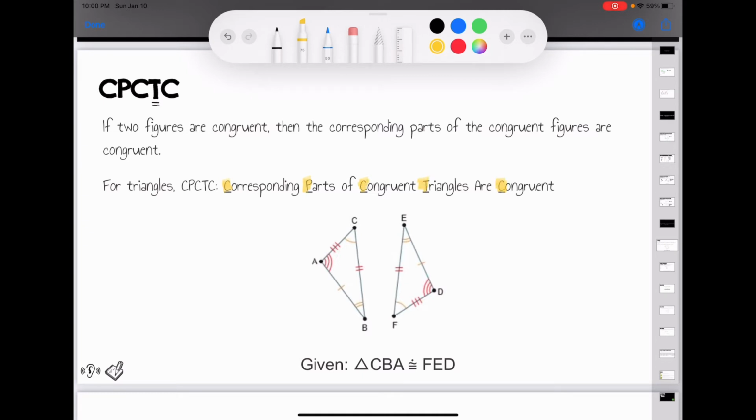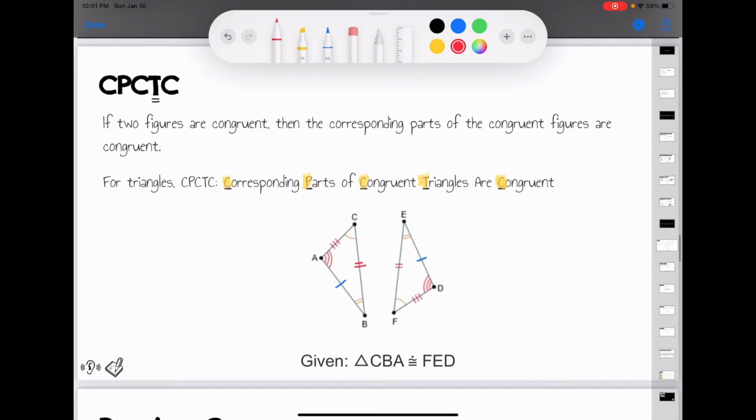That basically just means from one triangle to the next, the corresponding parts, so the exact location of one part, must be congruent and located in the same part of the other triangle. So for example, here we are told that triangle CBA is congruent to triangle FED. Well, can we prove that? The CPCTC theorem basically tells us that if these two triangles are in fact congruent to each other, then their corresponding parts must be congruent. So as we can see here, this line segment would match the location of this line segment, and they are in fact congruent.